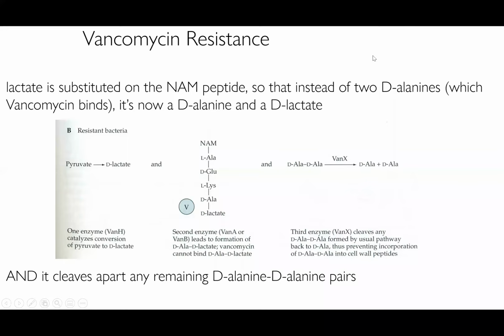And like I said earlier, the modification of the target is the same way bacteria become resistant to other drugs such as quinolones and sulfa drugs.